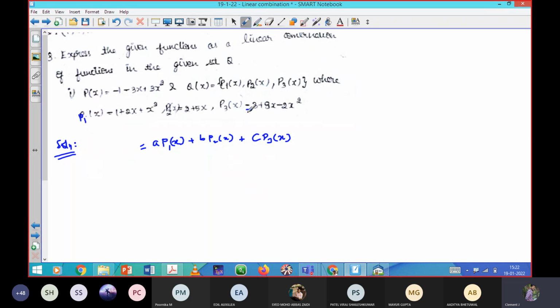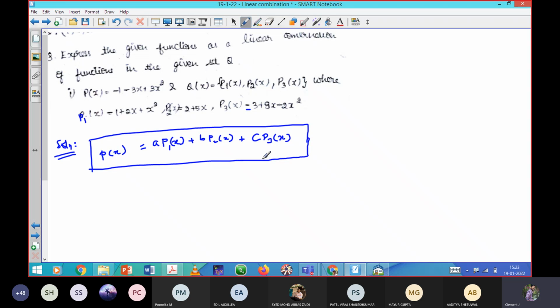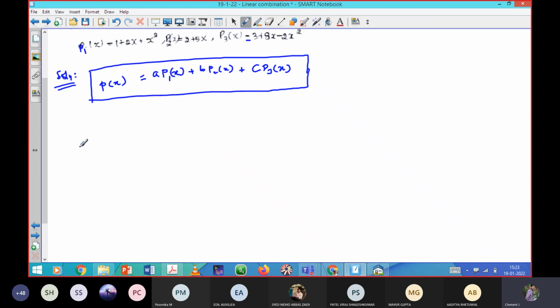See here, I am not allowed to use P1, P2, P3 on the left hand side, because they ask you to write the function, which is not from the Q set, as a linear combination. So I am not allowed to pick any of these three vectors from the set Q to fill in the left hand side. So definitely P of x will be the target. Okay, so P of x equals A into P1 of x plus B into P2 of x plus C into P3 of x. Our ultimate task here is to determine A, B, C.